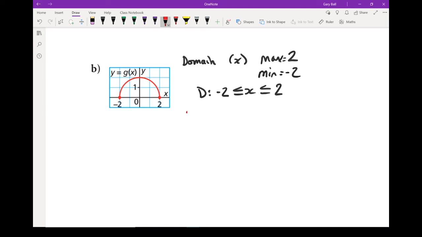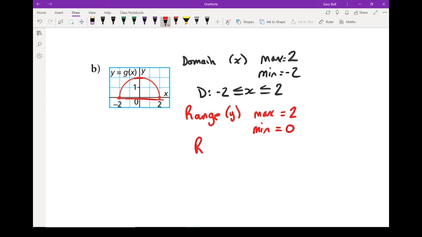Let's do the range. Remember, these are my Y values. Figure out my max and my min. So the highest y value we get to on the graph is up here. So maximum equals 2. But the lowest y value we get down here, it is 0.